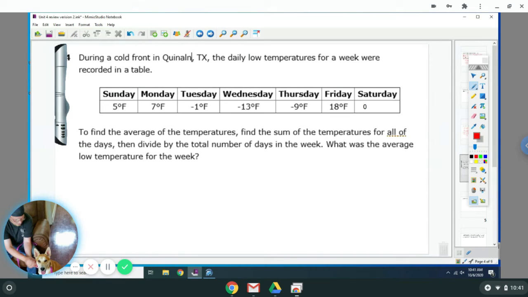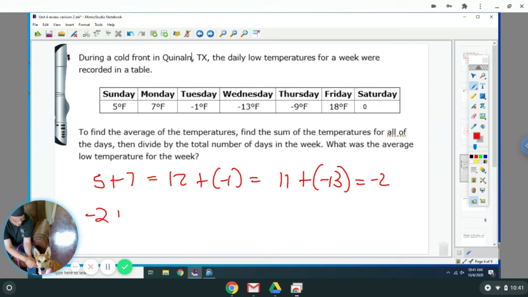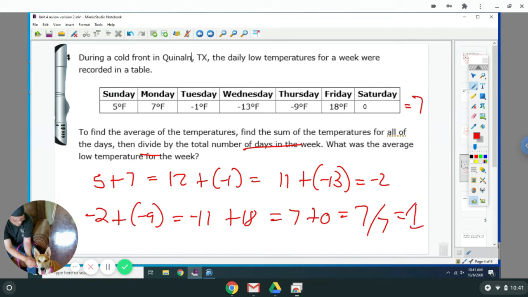So what I'm going to do is add up 5 plus 7, which is 12, and then add -1, which is 11, then add -13, which is -2. So then I'm going to do -2 plus -9, which is -11, plus 18, which is 7, plus 0, which is still 7. So all these added together is 7. Now you need to divide by the total number of days in the week. So now you're going to do 7 divided by 7, which is 1. So your final answer will be 1.